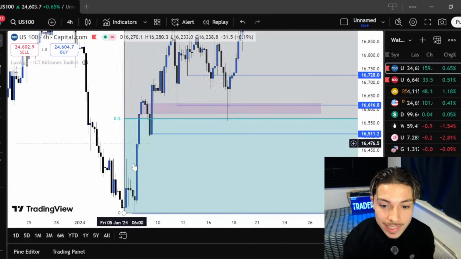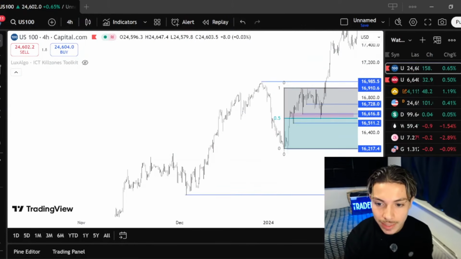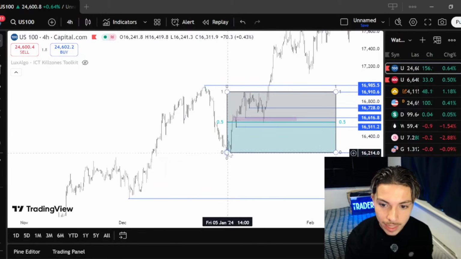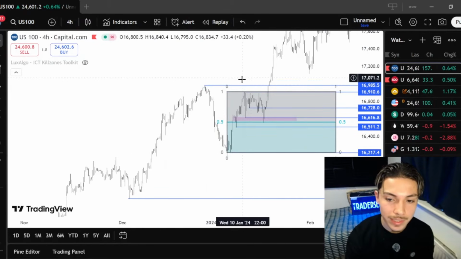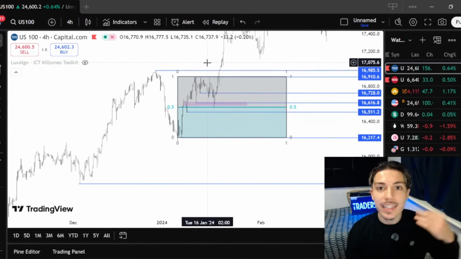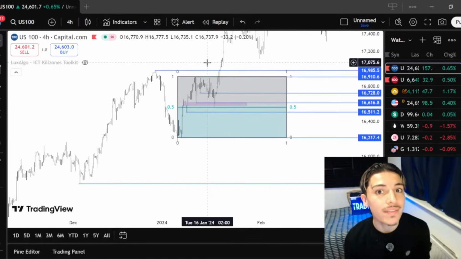And look, this is the model presenting itself within an external model. Because obviously the external model is this. This is the low, this is the high, this is the rebalance, and then this is the movement up to the external high. But within that, we have the model form again. And this is going to keep happening over and over again. You just have to be able to identify it correctly.